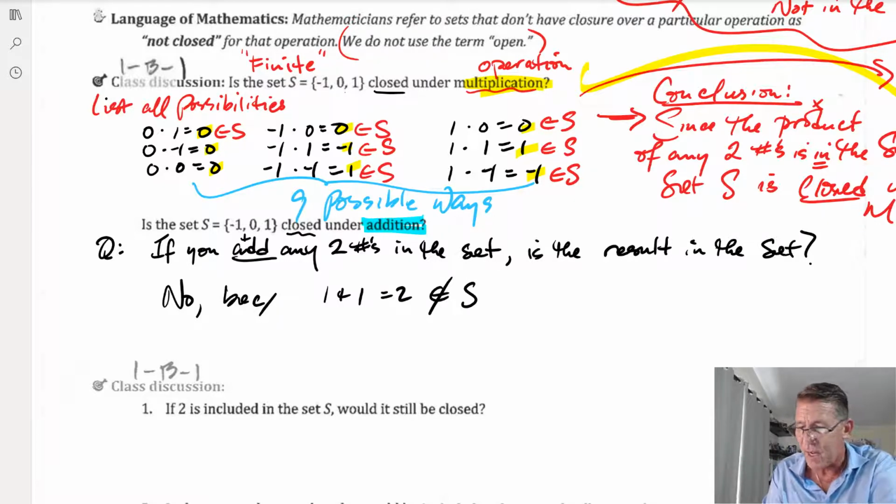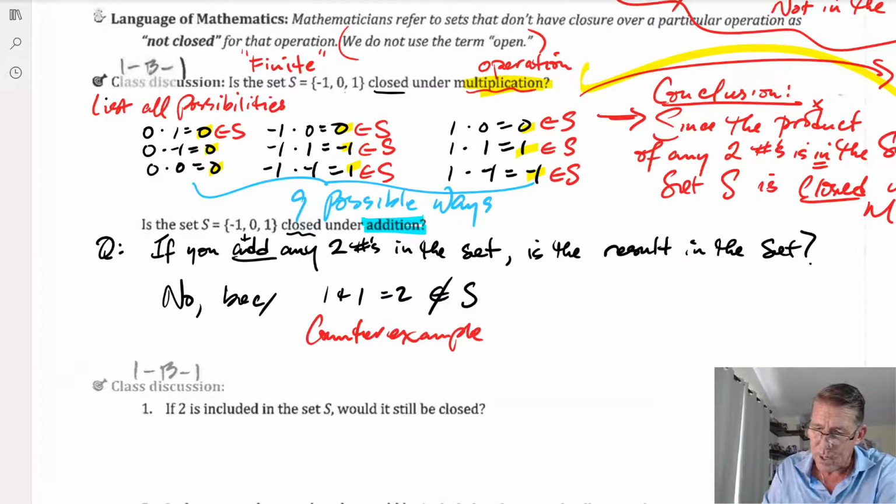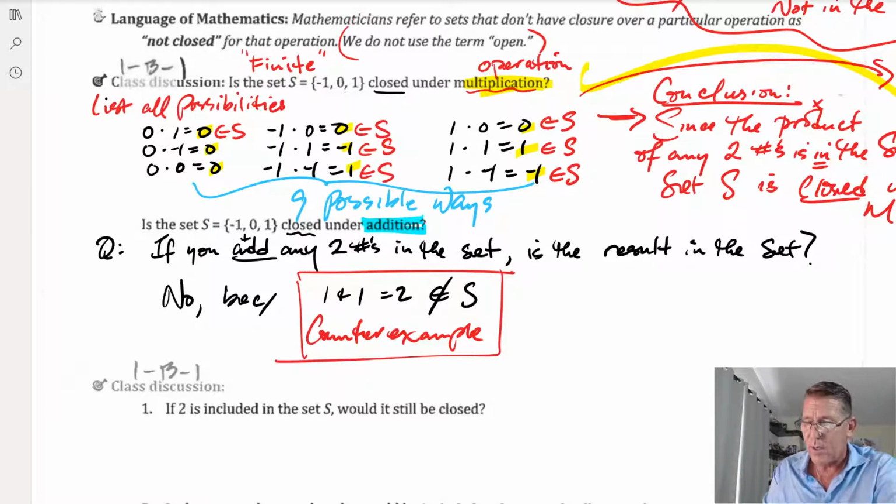And that's a fancy way of saying, when I say not an element of S, I'm saying it's not in the set. Obviously, it's not. Only -1, 0, and 1 are. Okay, so this is called a counterexample. So let's write that fancy word down because you're going to need to get familiar with this. Counterexample. And it only takes 1 to prove something wrong. So let's make a little note of that.